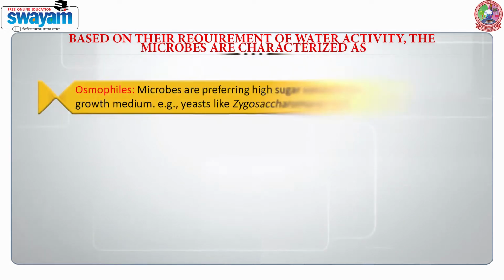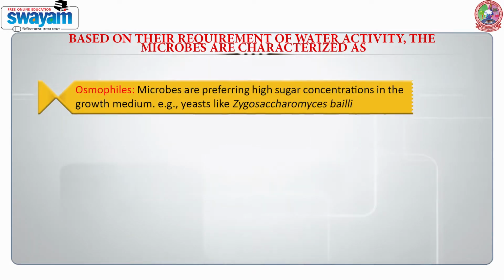And therefore, based on the water requirement of the microorganisms, they are characterized as osmophiles. Osmophiles means microorganisms which prefer high concentrations of sugar in their growth medium. Example of yeast are Zygosaccharomyces.